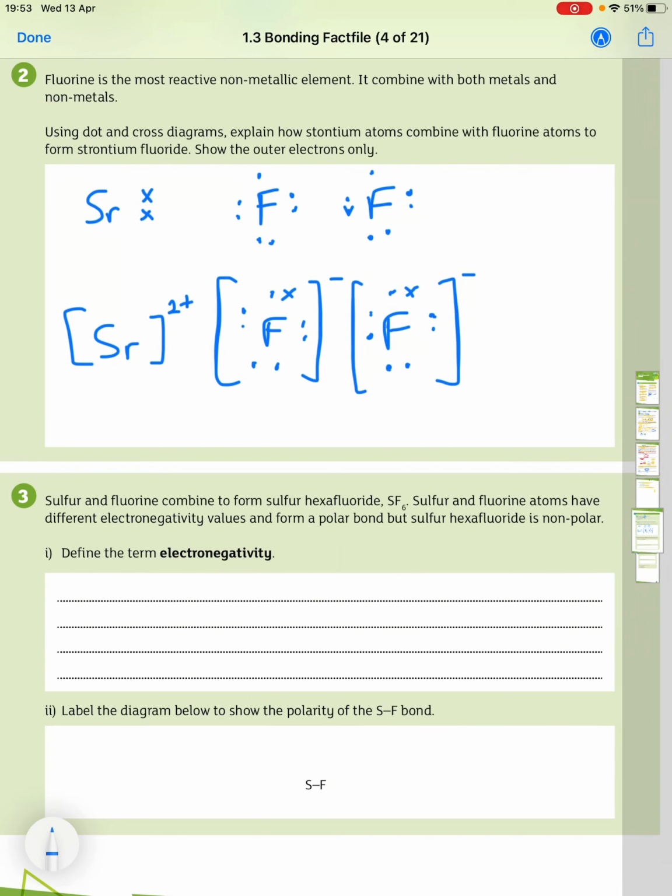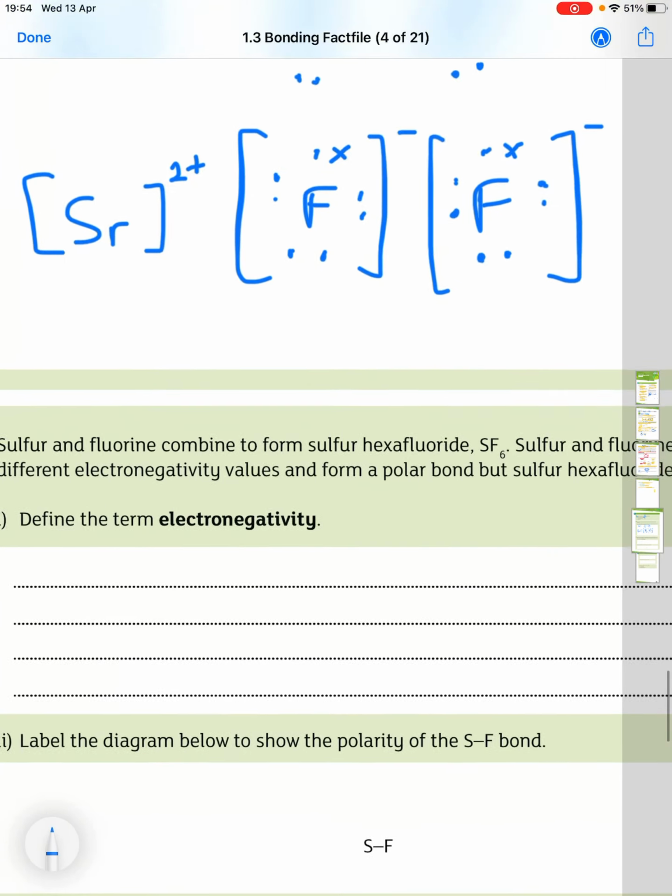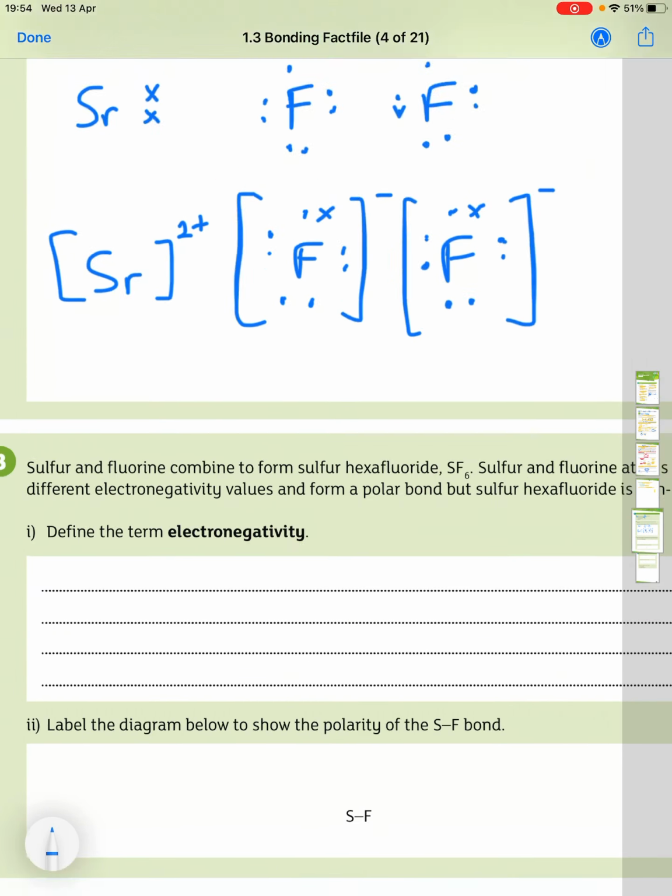Number 3, sulfur and fluorine combine to form sulfur hexafluoride SF6. Sulfur and fluorine atoms have different electronegativity values and form a polar bond, but sulfur hexafluoride is non-polar. Define the term electronegativity. So this is definitely a definition that you need to know, and I'm just going to put it in for you.